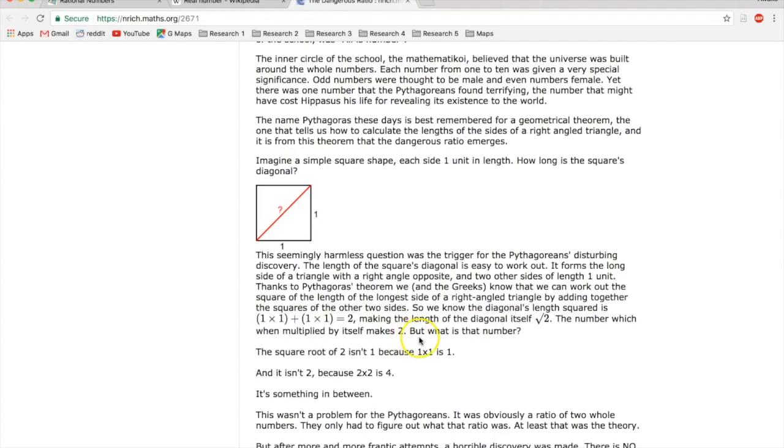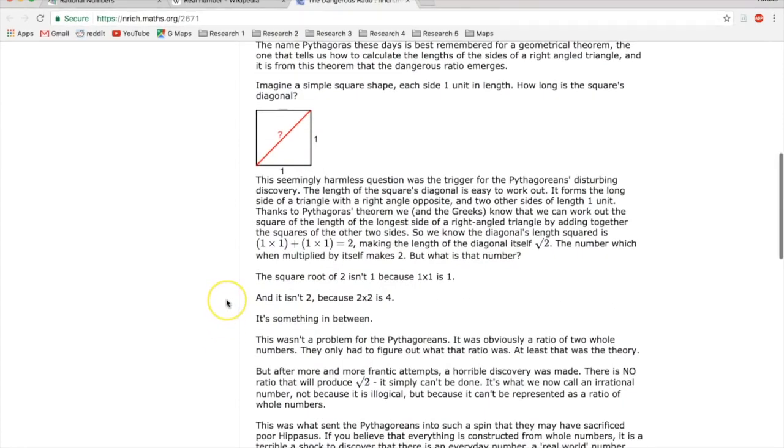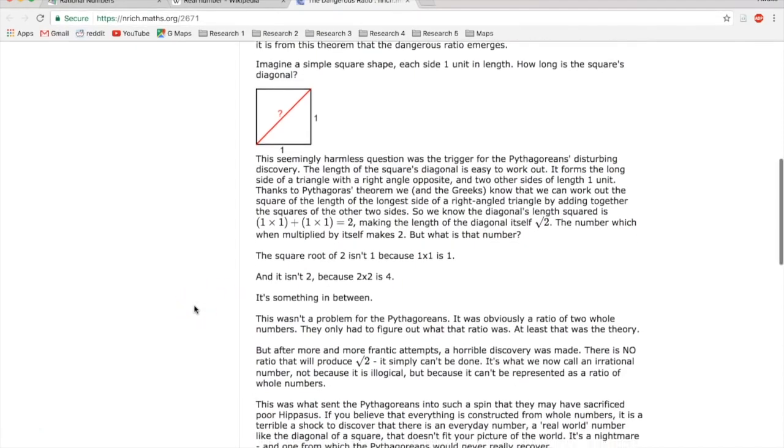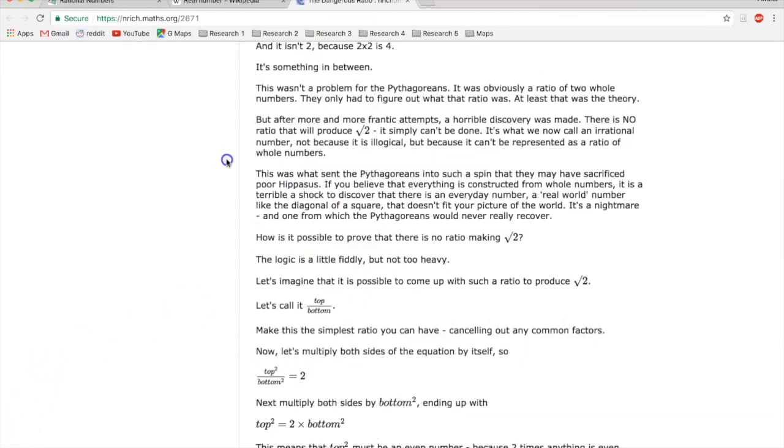But what is that number? The square root of 2 isn't 1, because 1 times 1 is 1, and it isn't 2, because 2 times 2 is 4. It's something in between. This wasn't a problem for the Pythagoreans. It was obviously a ratio of 2 whole numbers. They only had to figure out what that ratio was. Or at least that was their theory.